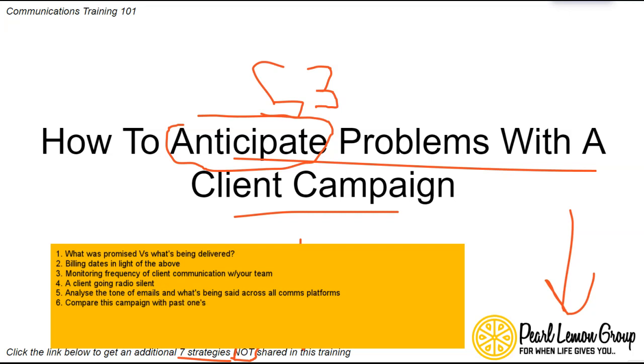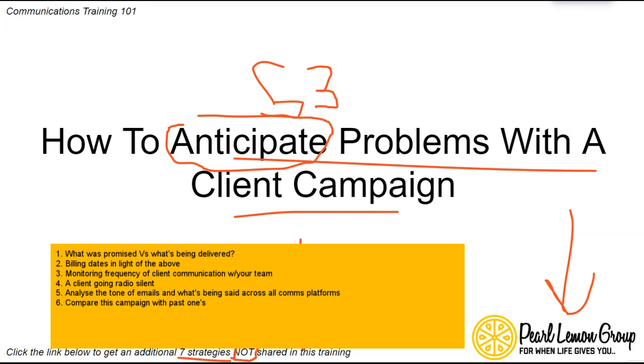Comparing this campaign with past ones is also definitely going to be useful. If you've got previous campaigns and you're aware that this issue is potentially going to come up with this campaign, then definitely be mindful of that as well. So you should have comparative data, and being able to compare is really going to help. Across the board, I'd say these 6 things are going to help you anticipate problems with a client campaign and put you in a position to get ahead of it.